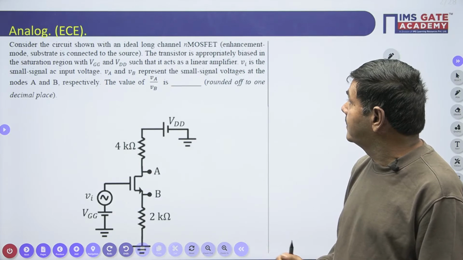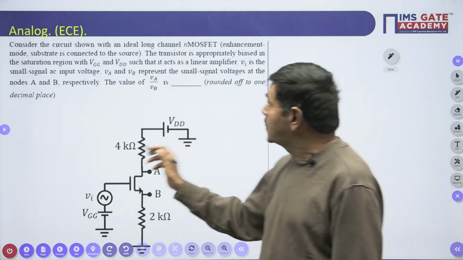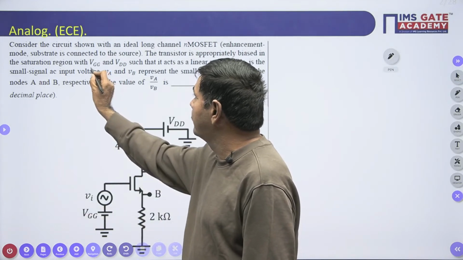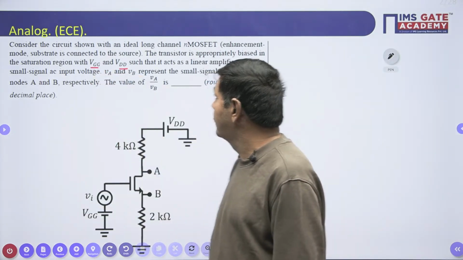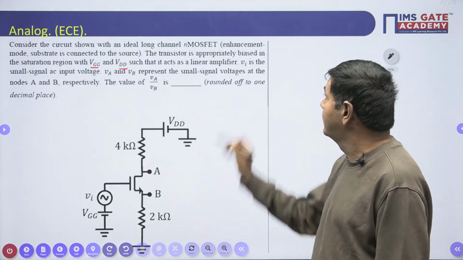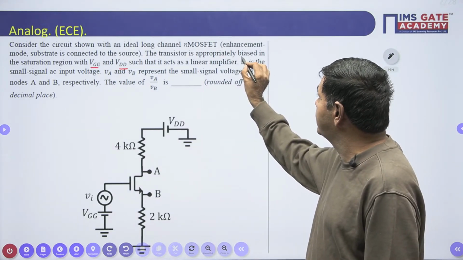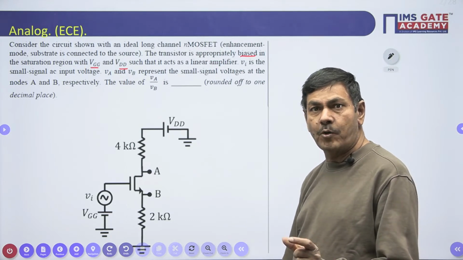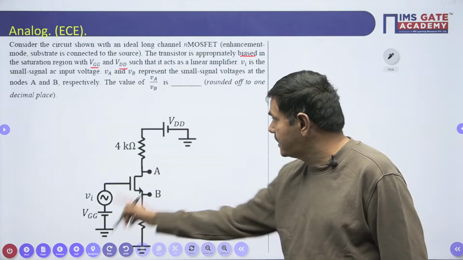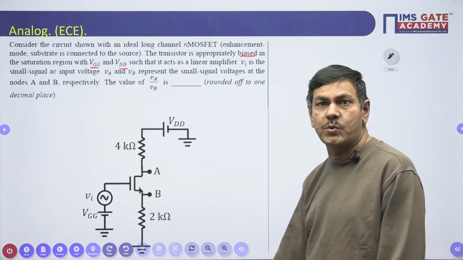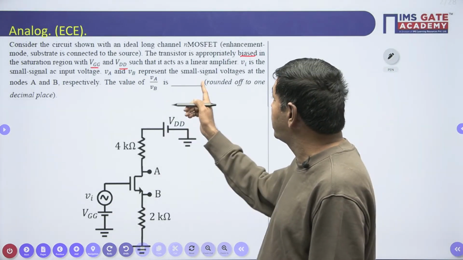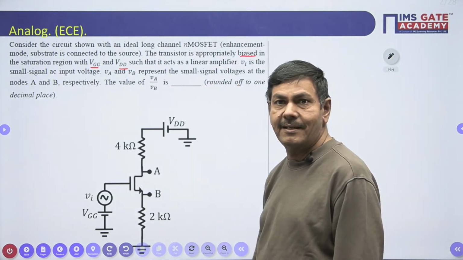Here, what is given in the problem? Two sources are given, VGG and VDD. For what purpose are those two connected? For the sake of proper biasing, VGG and VDD are connected. These are the two DC sources. And also, what is being asked? VA and VB represent small signal voltages.